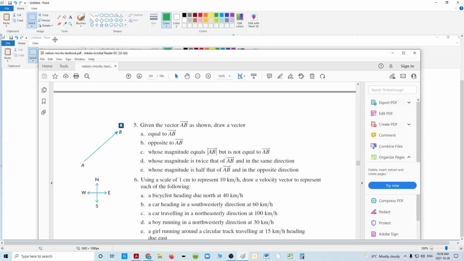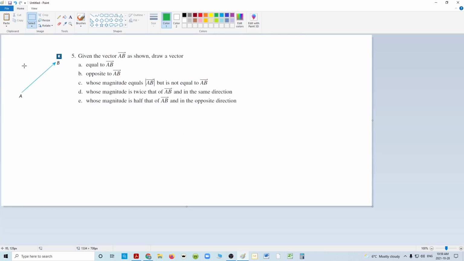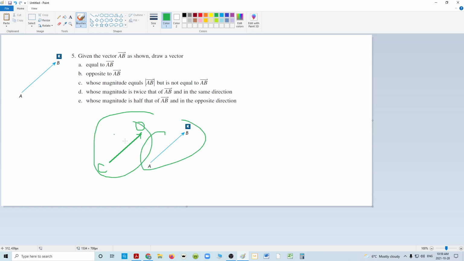Given a vector that's shown, draw a vector equal to it. Okay, so here's the easiest way to do this. I'm going to take my line here, pretty much map right over it, and then I'm just going to move it. So now we're parallel. And I'm going to put an arrow there, and I'm going to just give it CD. There. That's exactly equal because they're parallel, and they have the same magnitude.